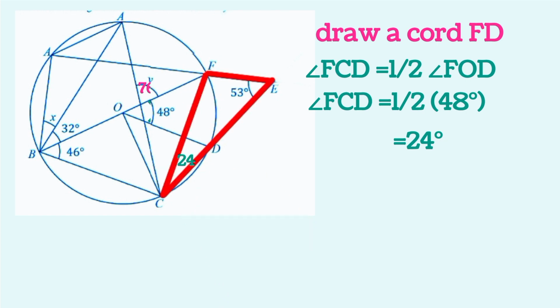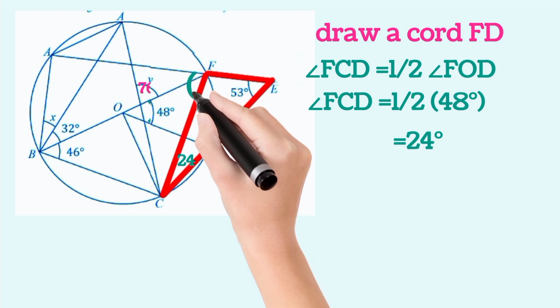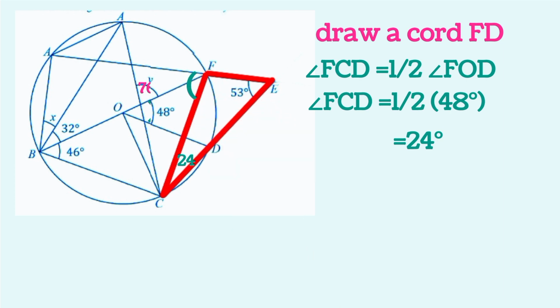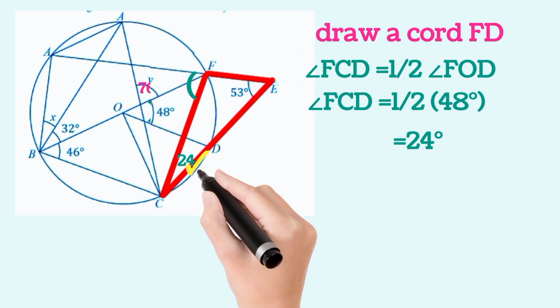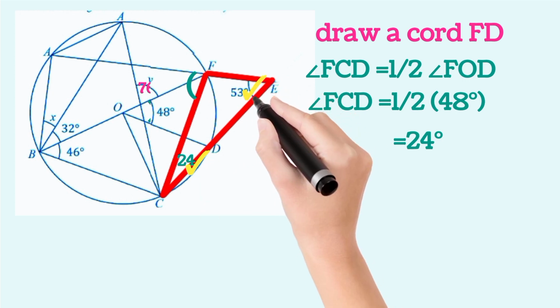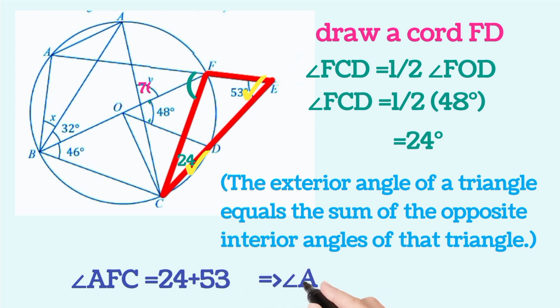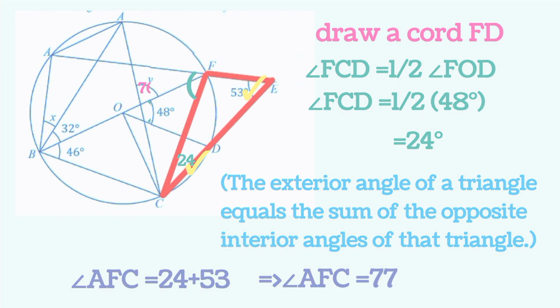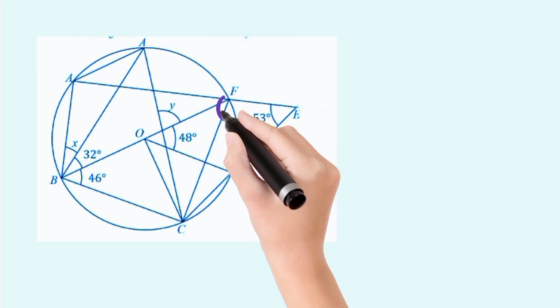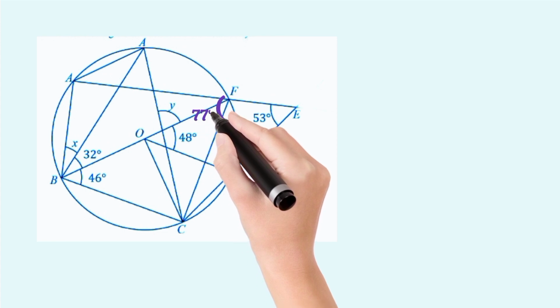Now let us take this triangle. So in this triangle, this is an exterior angle which is equal to the sum of interior opposite angle, which are 24 and 53. So angle AFC is equal to 24 plus 53. That is angle AFC is 77 degrees. So this angle is 77 degrees.